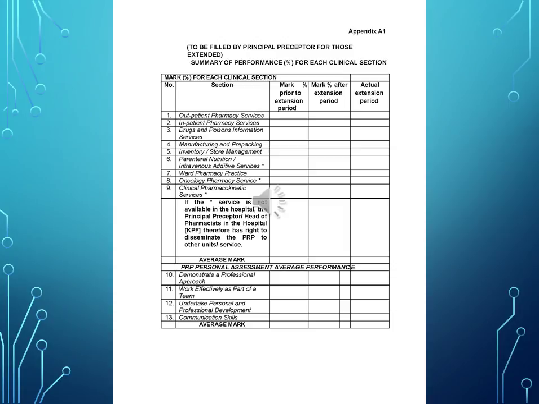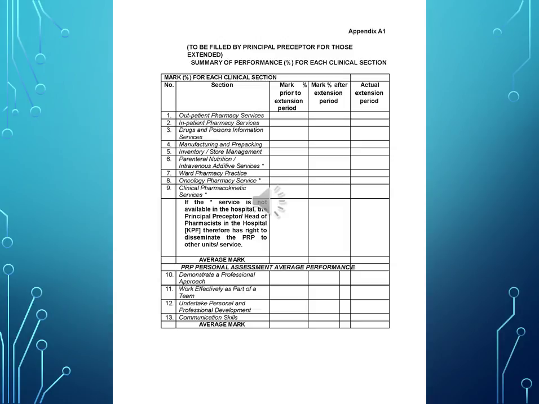Appendix L: to be filled by principal preceptor for those extended. Summary of performance, % for each clinical section mark, % for each clinical section. Section mark percent prior to extension period, mark percent after extension period, actual extension period. 1. Outpatient pharmacy services. 2. Inpatient pharmacy services. 3. Drugs and poisons information services. 4. Manufacturing and pre-packing. 5. Inventory/store management.